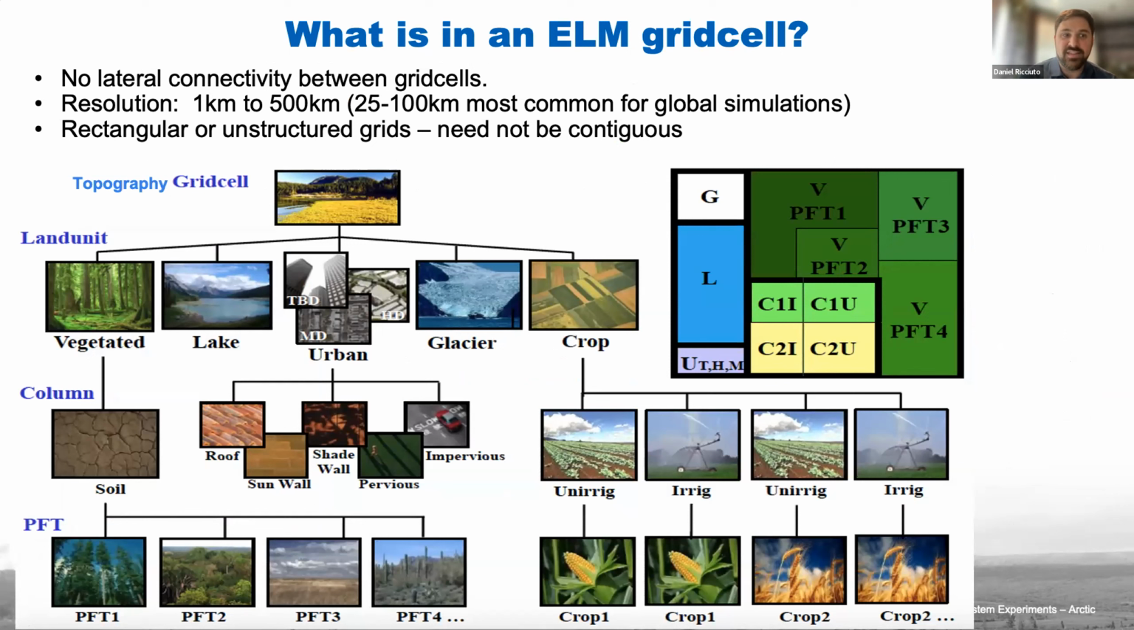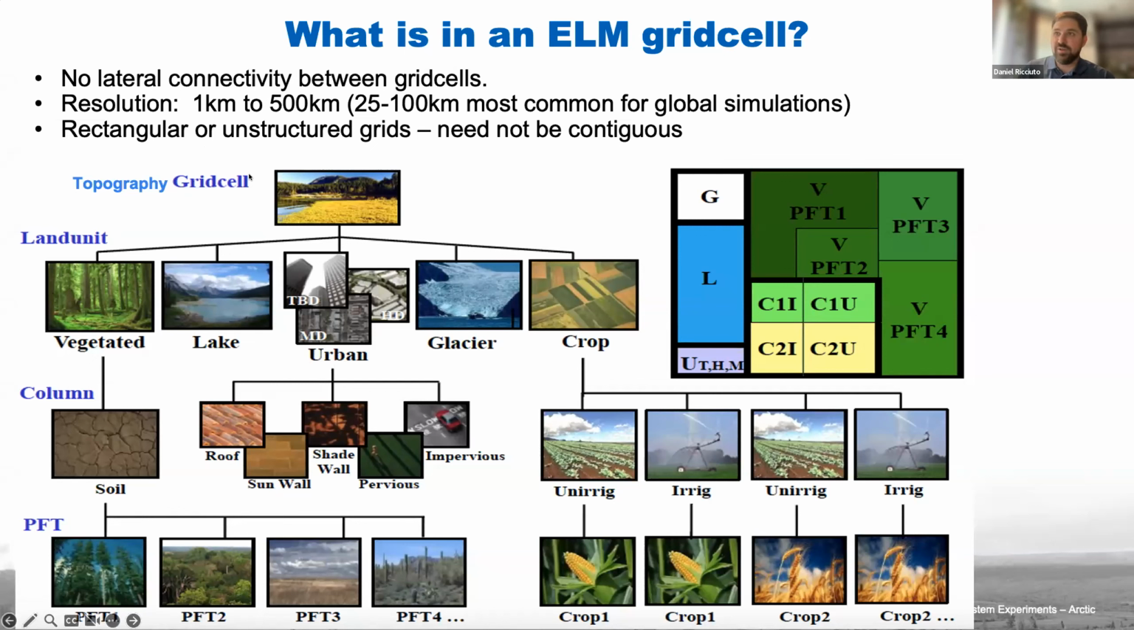But if we're running the model offline, driving it with forcing data, we can use either rectangular or unstructured grids. And those unstructured grids need not be contiguous, given there's no lateral connectivity. What we'll be running today is an unstructured grid, but contiguous over the American River watershed. And there's a lot of subgrid heterogeneity that can be represented within an ELM grid cell.